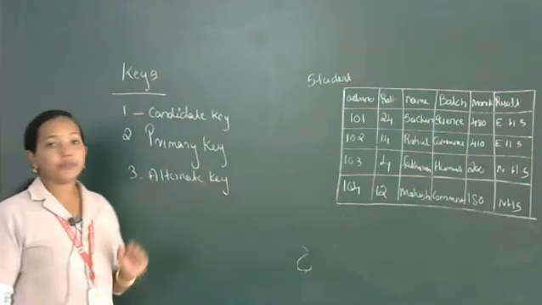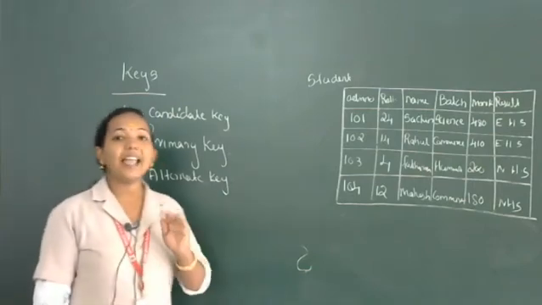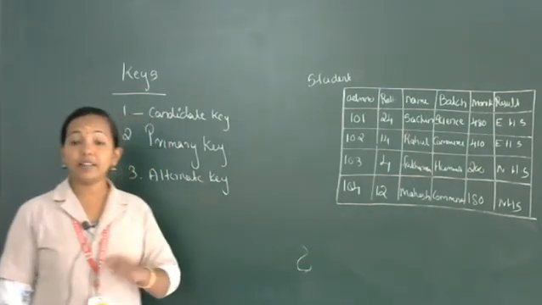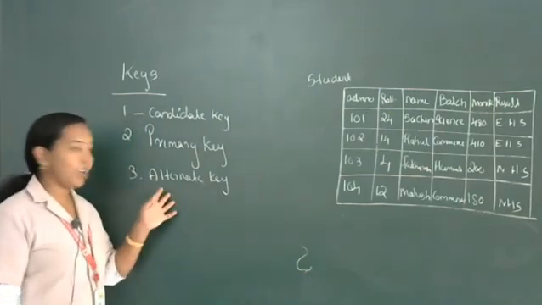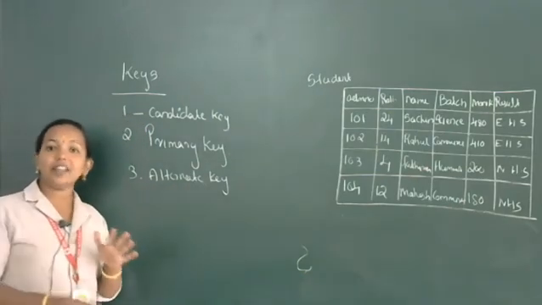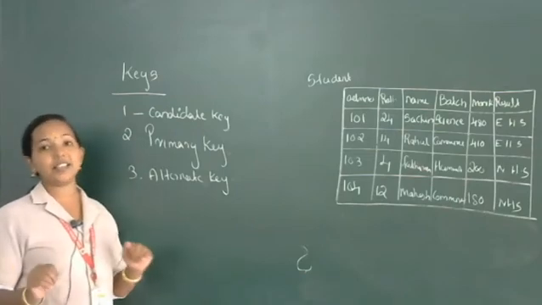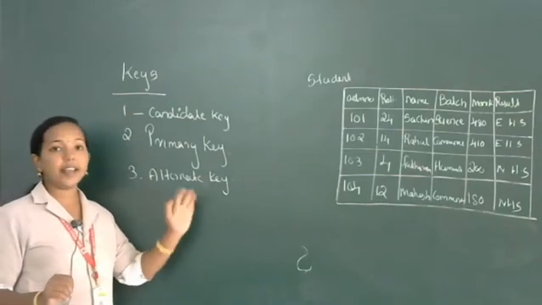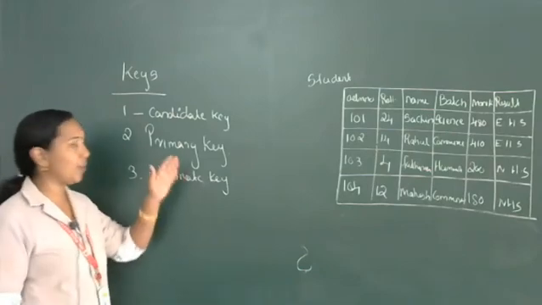Next key is alternate key. The definition of alternate key is a candidate key, but that is not a primary key. Okay. Alternate key means it is a candidate key, but it is not a primary key. That key is known as alternate key. Okay, clear? So the definition is clear for all these three keys.